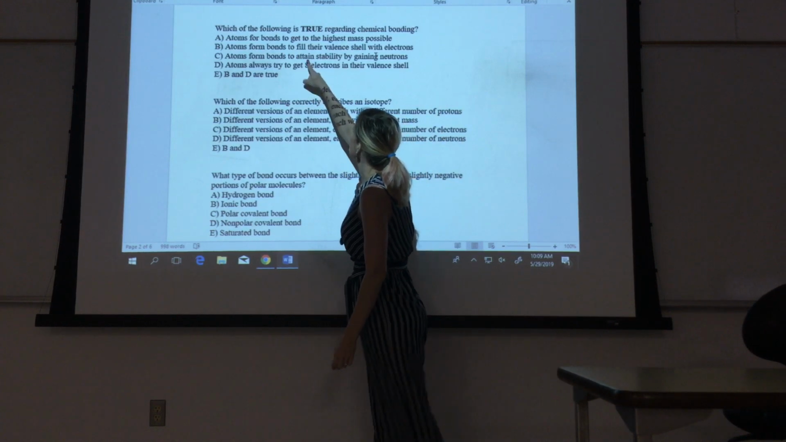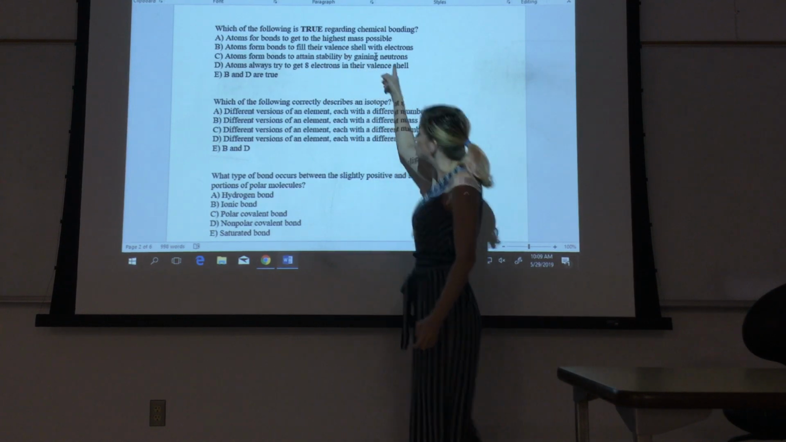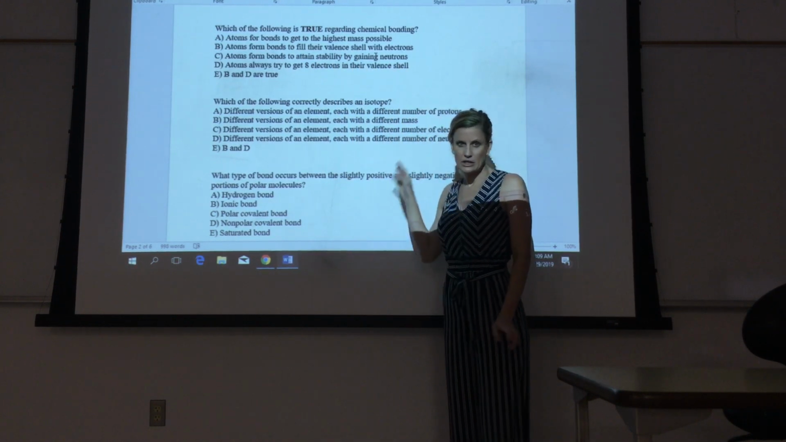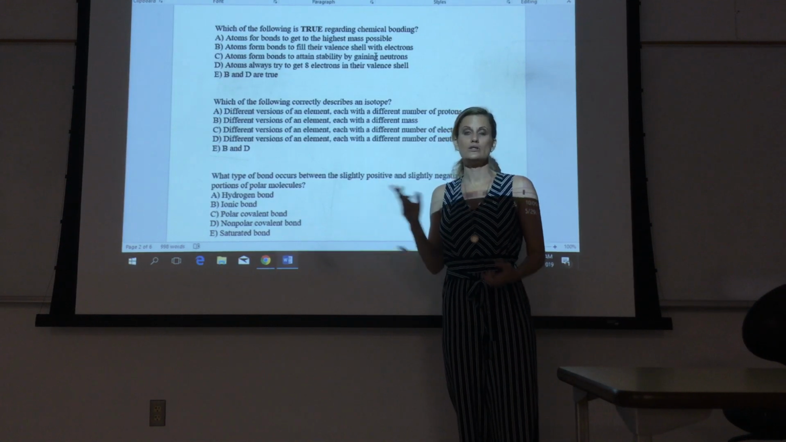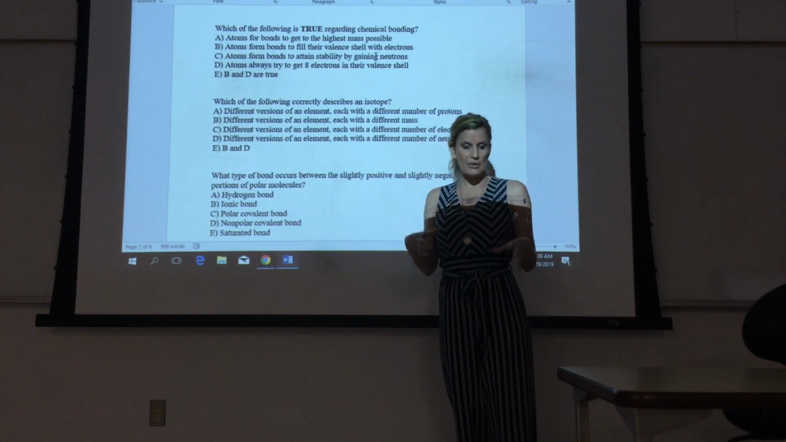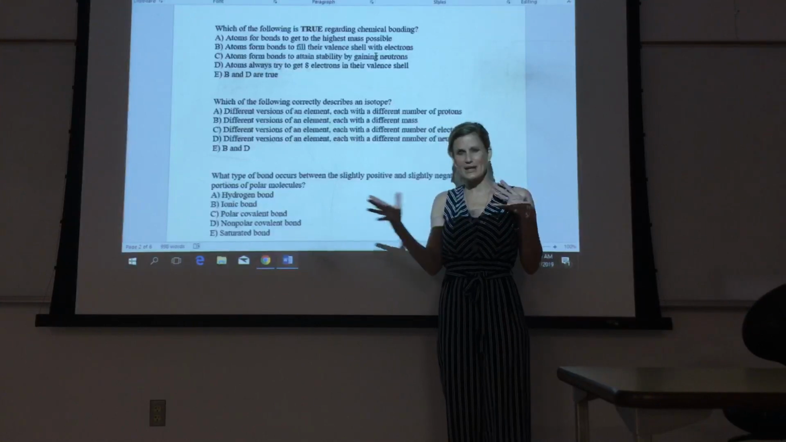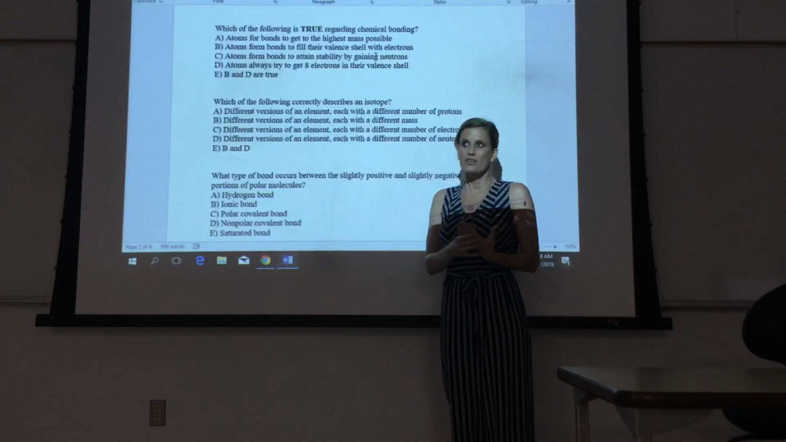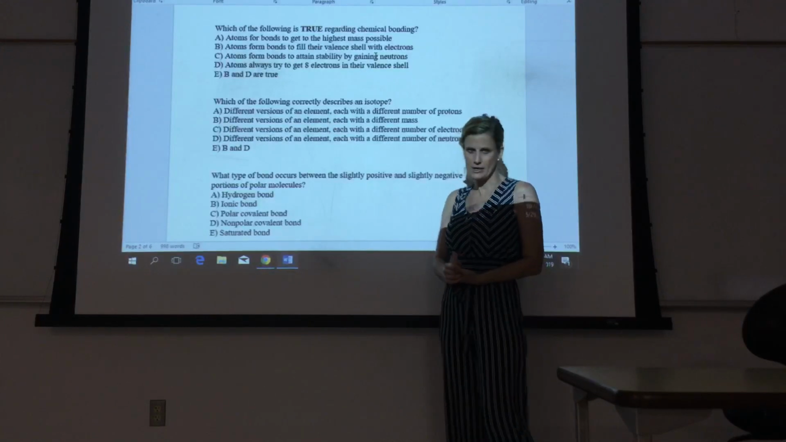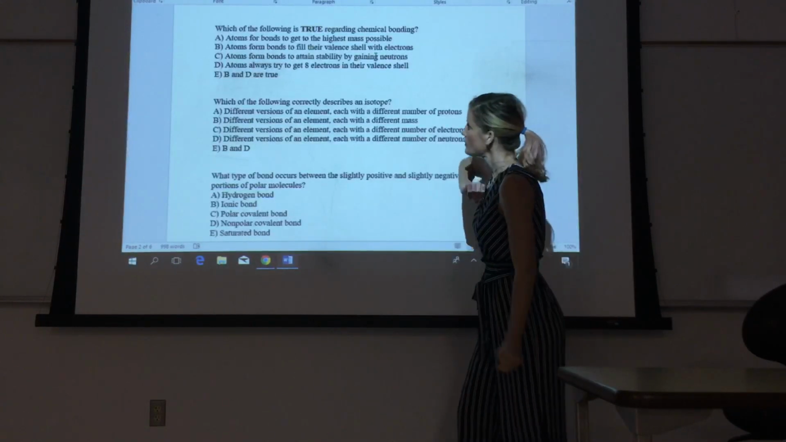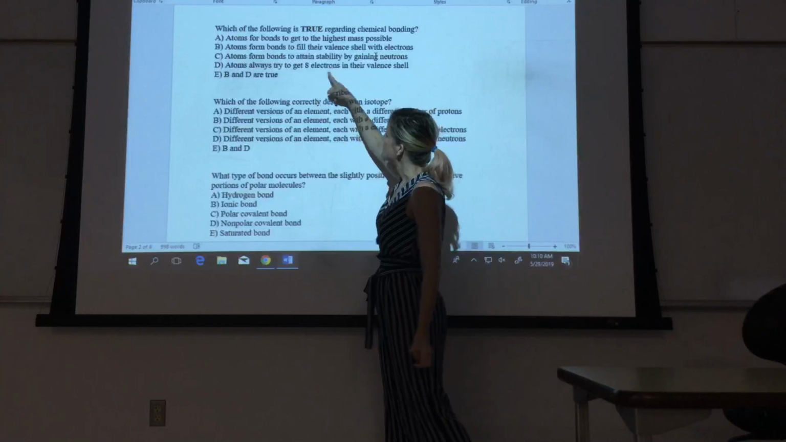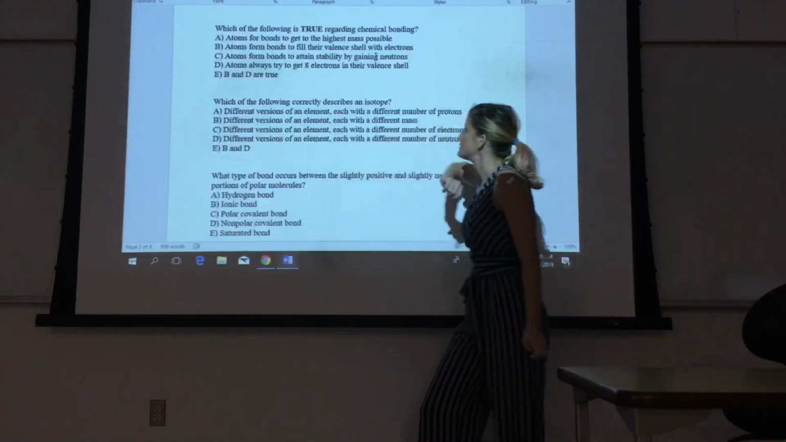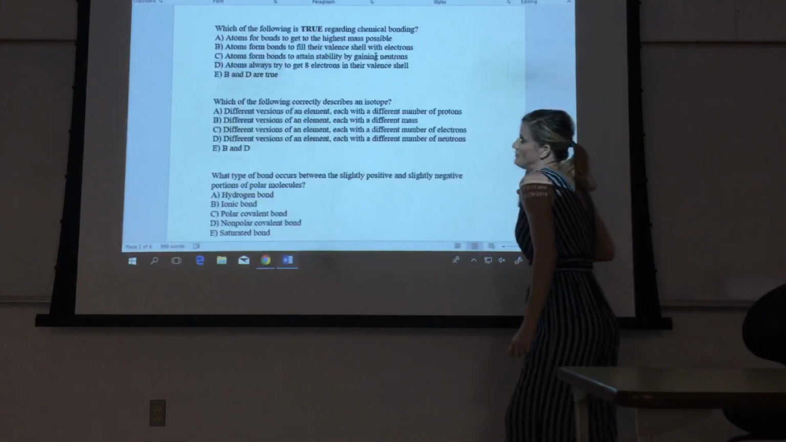Atoms form bonds to attain stability by gaining neutrons. Neutrons have nothing to do with it, right? Neutrons go into the mass. When we talk about how much an atom weighs, or a different isotope, a different version of an atom with a different weight, then we look at neutrons, but not for bonding. So no, not C.